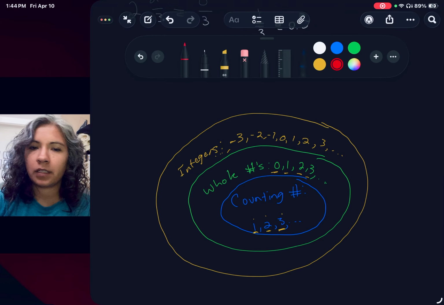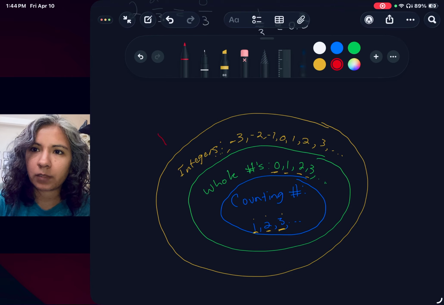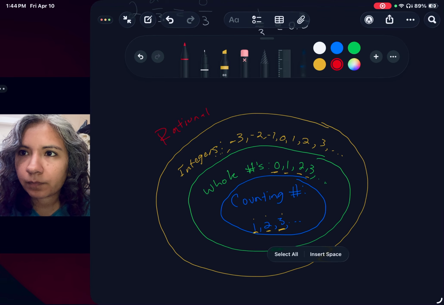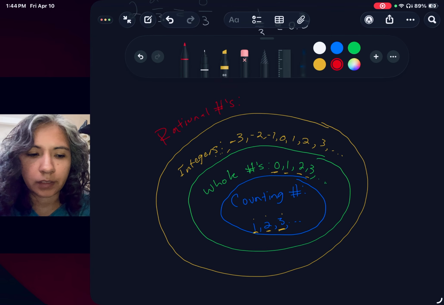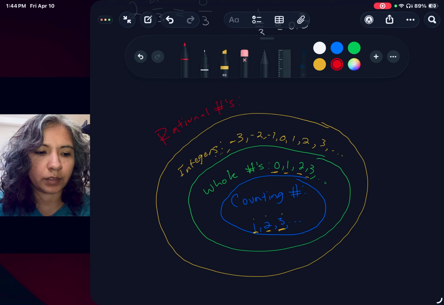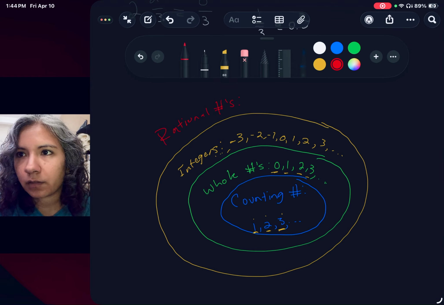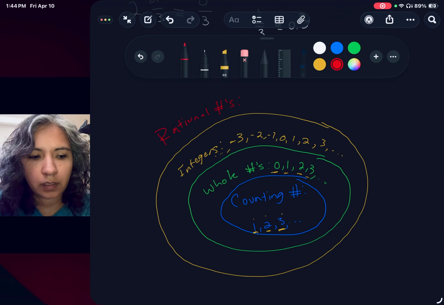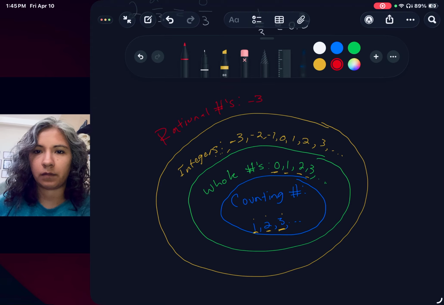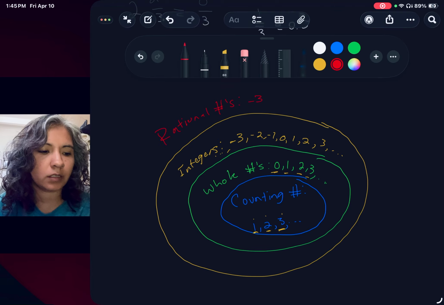Now we are going to do the rational numbers, which includes all of these things. So the virus is going to start eating even more numbers. So rational numbers can be -3, because you can write that as a fraction of -3/1.